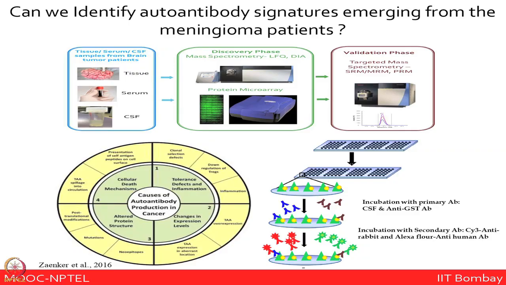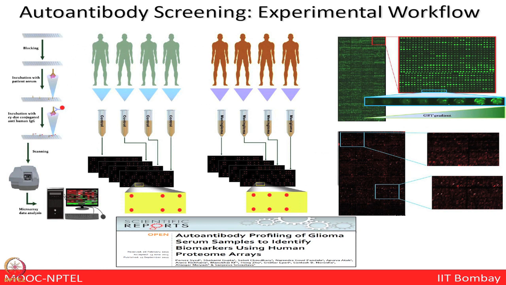Additionally, rather than using mass spectrometry alone, we also tried to utilize the complementary technology of protein microarrays to address the question: can we identify autoantibody signatures in meningioma patients? The goal here was to use a protein array platform, take the patient's clinical serum sample, and probe it on the chip. If there is any antibody generated in the patient sample, it will bind on the chip, which has all the protein antigens printed.